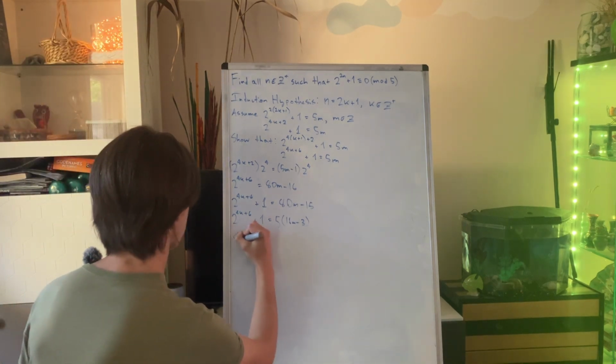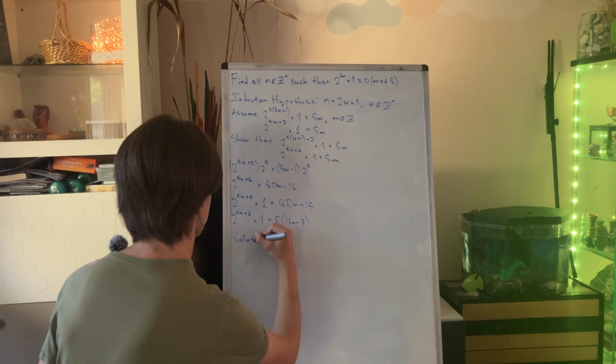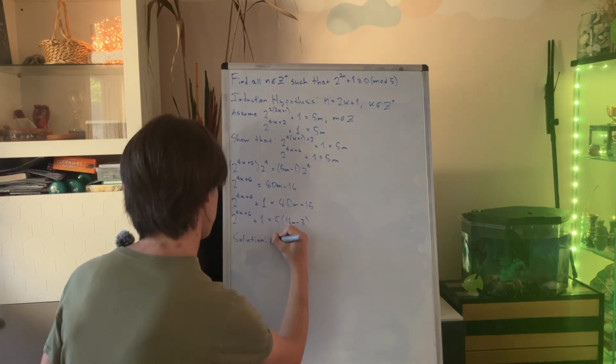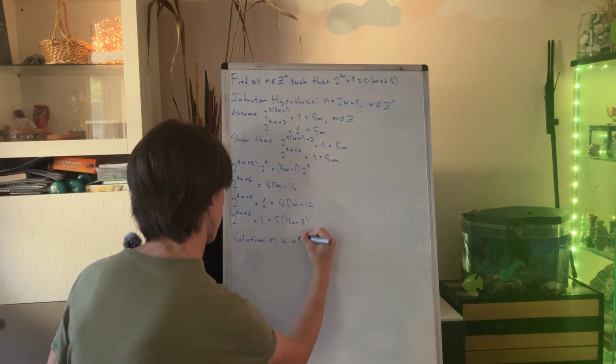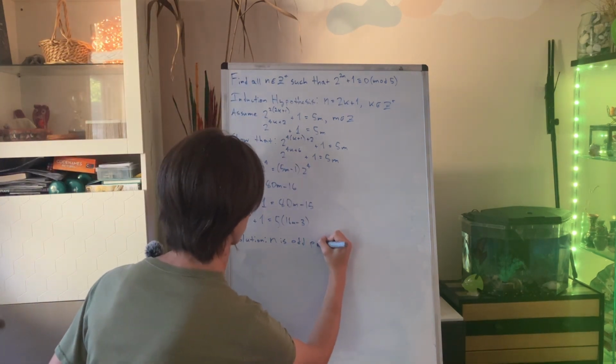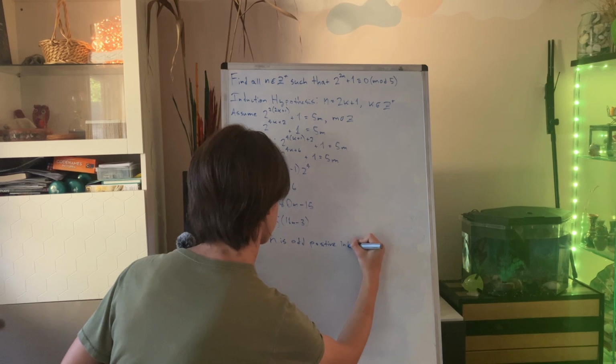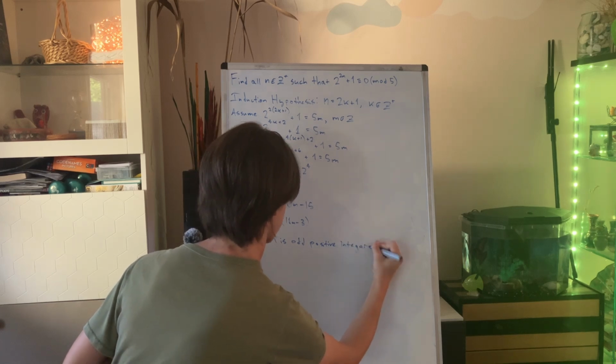I'm going to write the solution here. Solution is when n is an odd number. n is odd. Odd positive integer, technically.